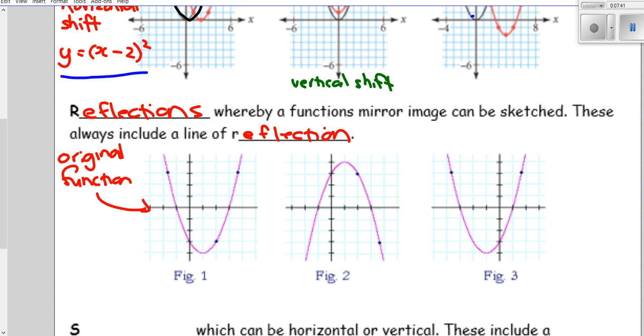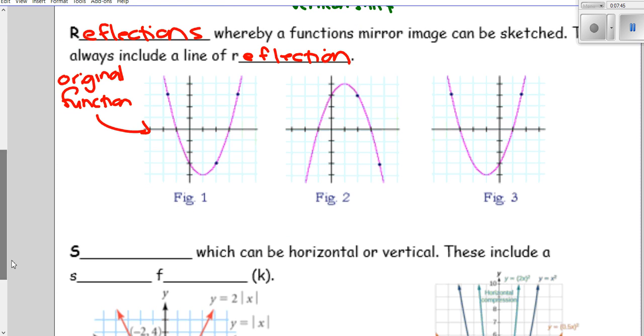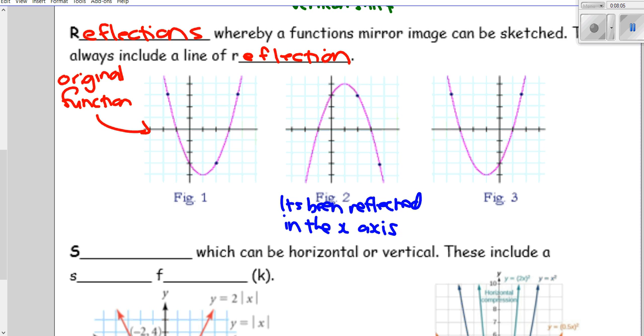So sometimes they're reflected in the x-axis. It could be reflected in any line, though. It could be reflected in y equals x, the diagonal line. It could be reflected in y equals 1 or x equals 3. So I would say it's being reflected in the x-axis. What's the equation of the x-axis, by the way? Y equals 0? Yeah, good, y equals 0. Because they might not say x-axis, they might say y equals 0.